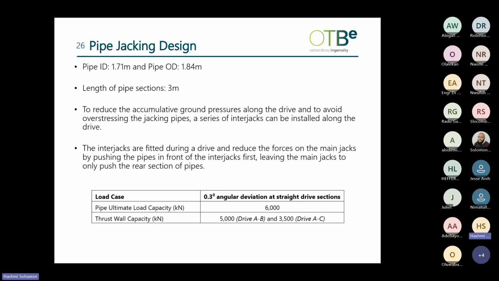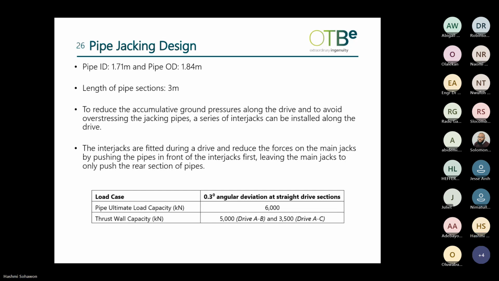As I have mentioned before, as the jacking forces increase during a drive, it might come to a point where the capacity of the pipe might be exceeded. In this scenario, an intermediate jacking station will be required. The interjacks are fitted during a drive and they reduce the forces on the main jacks by pushing the pipe in front of the interjacks first, leaving the main jacks only to push the rear section of the pipes.